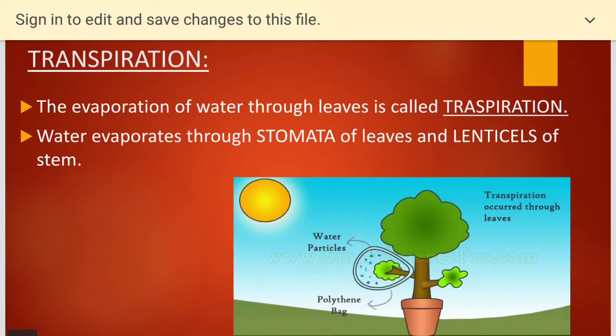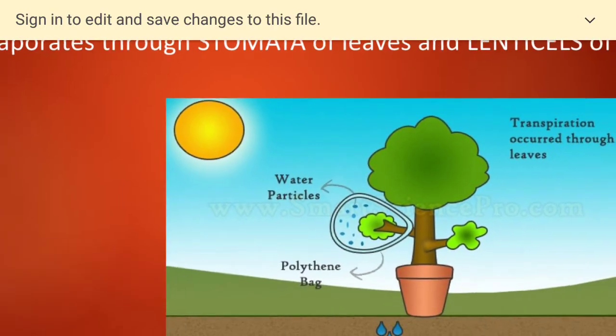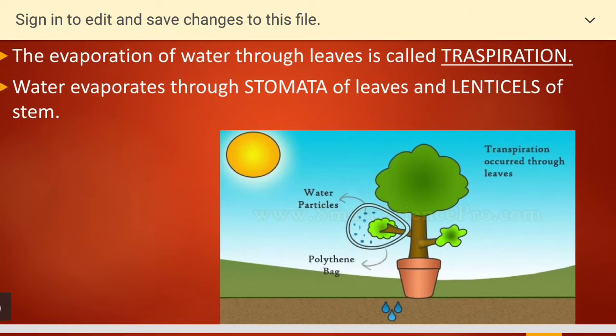What is transpiration? The evaporation of water through leaves is called transpiration. Water evaporates through stomata of leaves and lenticels of stems. You know that lenticels are present on the stem. To show this we can perform one small activity. We can take one potted plant and take one of the stems of the plant and tie a polythene bag to it, as shown in this slide, and leave it in the sunlight.